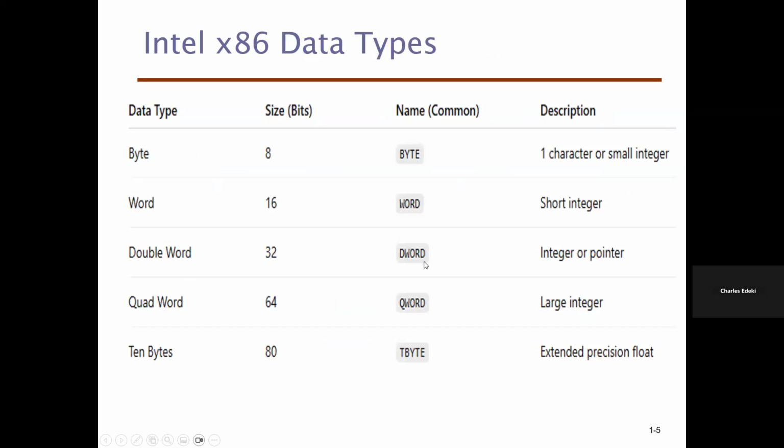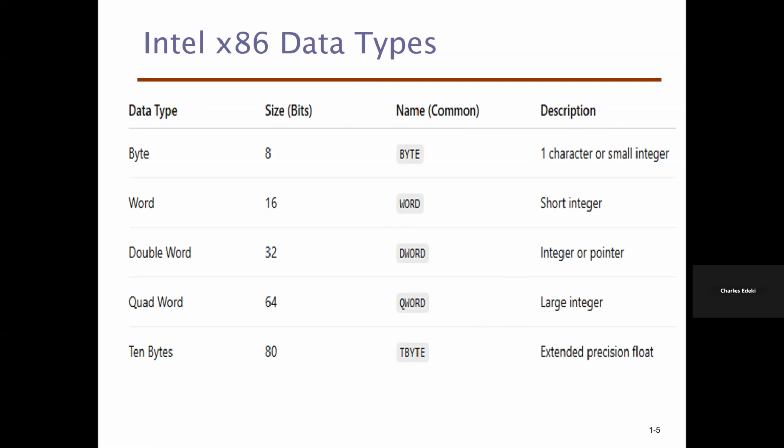Okay, so that's all the generalization here. So Intel, again, we are in Intel x86 data types. You can see the byte, the size, the name, the common name we use, and then the description. Again, this is ISA, instruction set architecture, not a high-level language like Java or something.